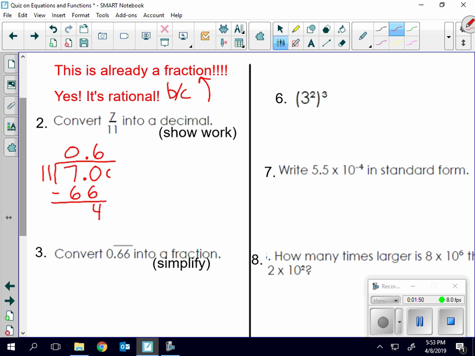Okay, I'll bring down another 0. Keep going until it stops or repeats. 11 does go into 40 3 times. 3 times 11 is 33. And I'm going to get a 7 again here. So I go back to my 70. So I'll get another 6, 3, 6, 3, and so forth. So the answer to this is 0.63 repeating.